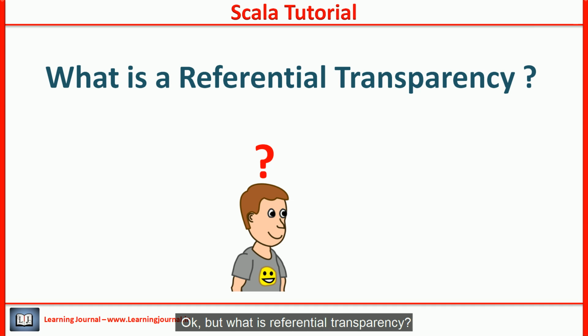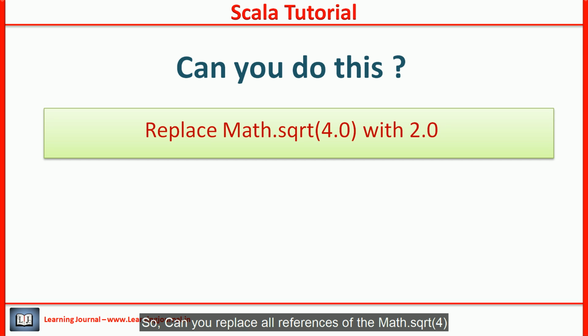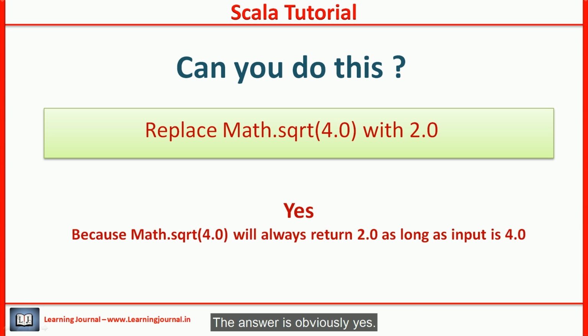Okay, but what is referential transparency? A function is said to be referentially transparent if we can replace it with the corresponding value without changing the program's behavior. So, can you replace all references of math.sqrt with its corresponding value 2 in your code? Answer is obviously yes. If we know that input value is 4, we can replace sqrt with 2. Will it change the behavior of your program? The answer is obviously no.